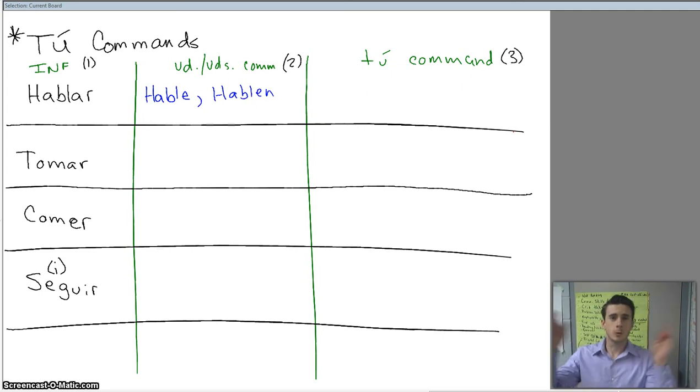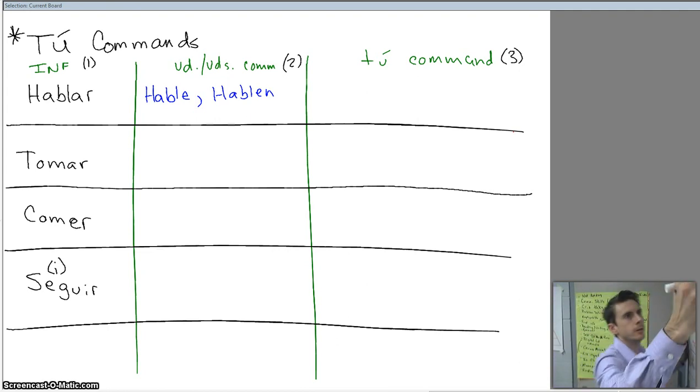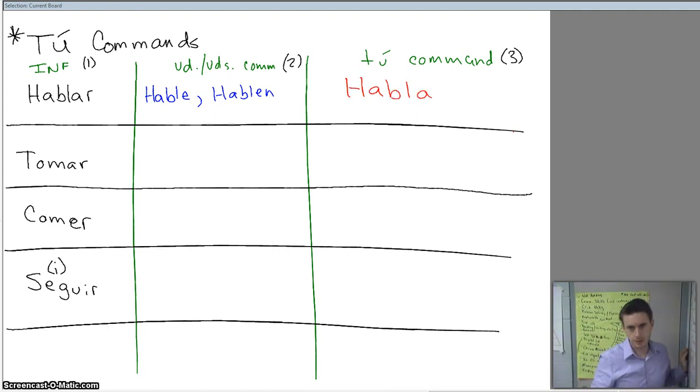Well, tú commands are even easier. The tú command form is actually just the usted, él, ella form. So to give your classmate the same command in the tú form, it would just be, let's choose a color I haven't used yet, we'll go red, it would just be habla. So if you wanted to tell your dog to speak, or your classmate, or someone else your age to speak, you would just say habla, habla.